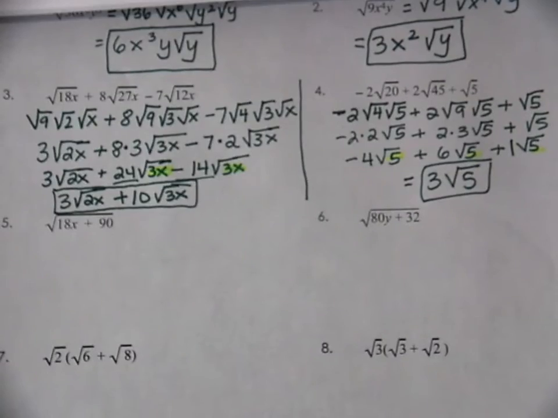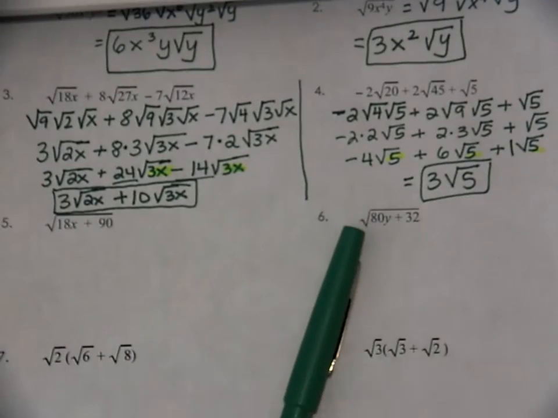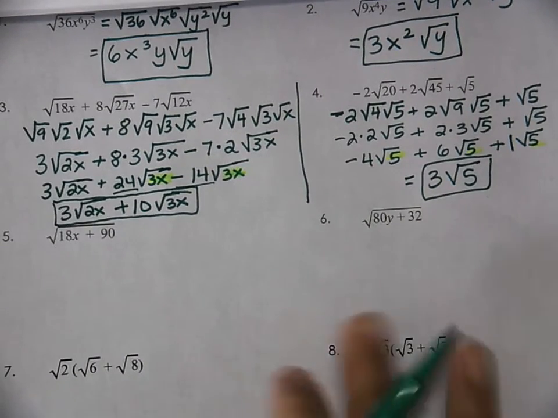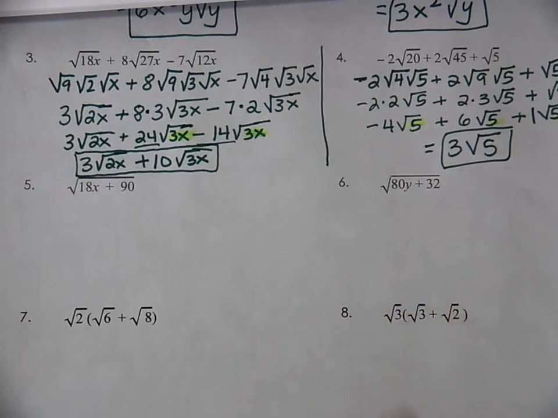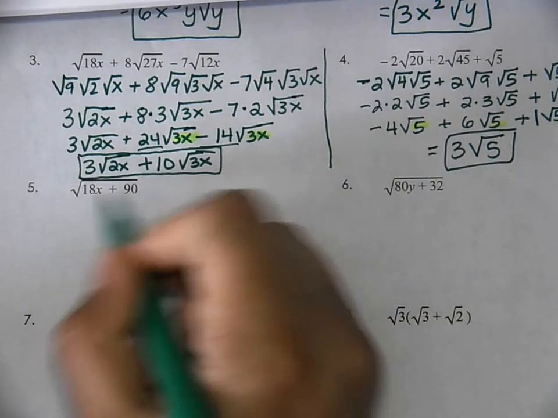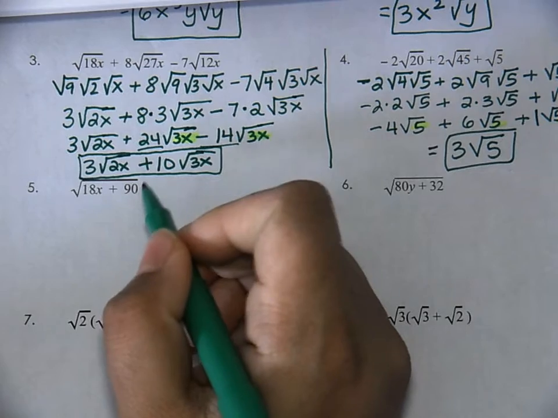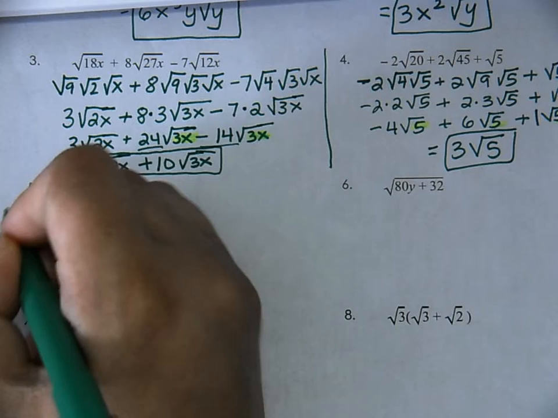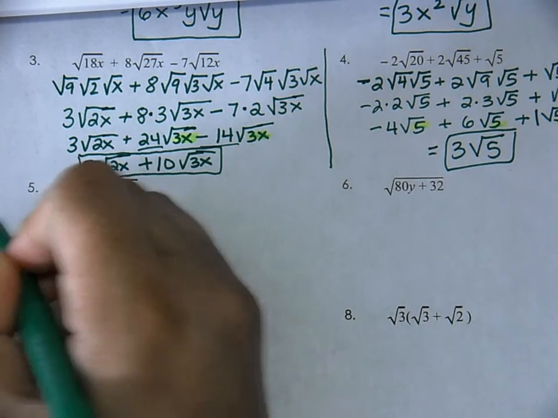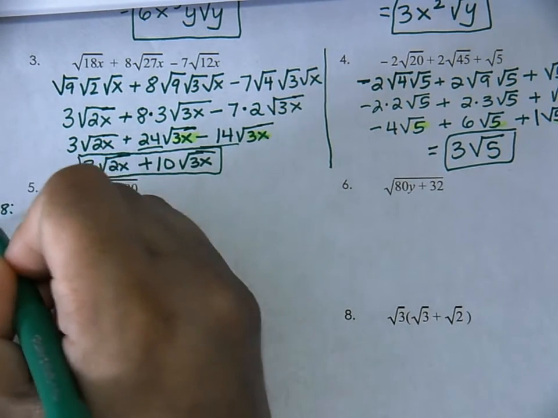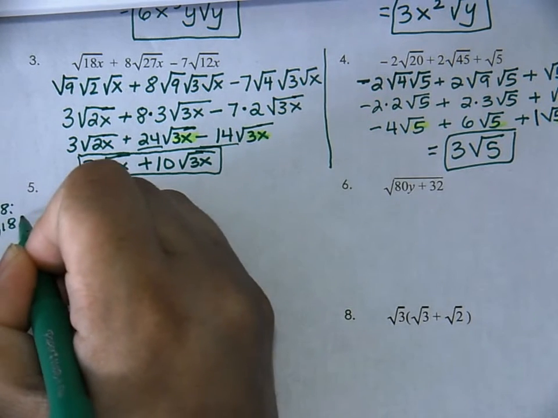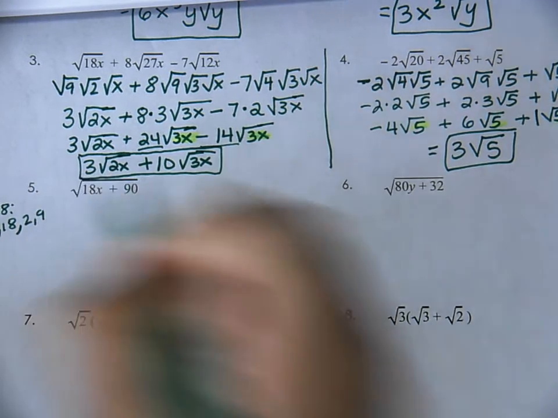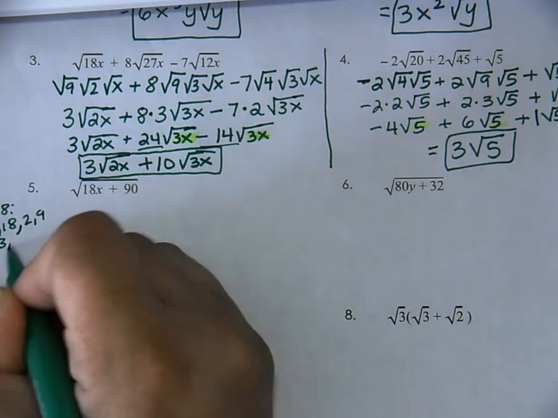Okay, so number 5, we have the square root of 18x plus 90. And we are, again, simplifying this. So the first thing you want to start with is ask yourself, is there a GCF? Now, it doesn't have to necessarily be the greatest common factor that's common to both, but it has to be a perfect square. So if I think of 18 and list some of the factors, I know that I have 1 and 18, 2 and 9, and 3 and 6, and then that's it.